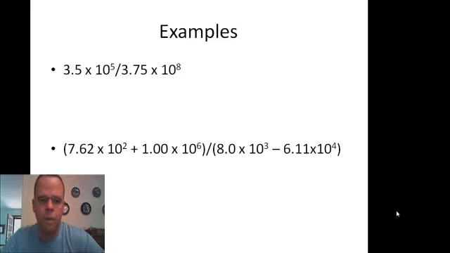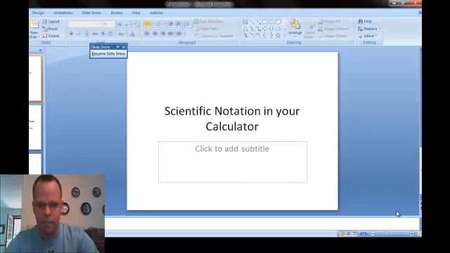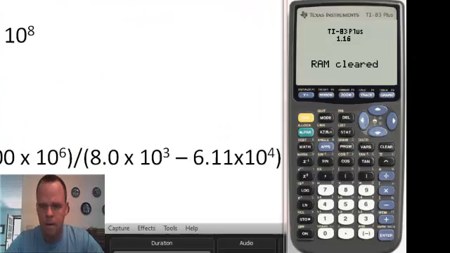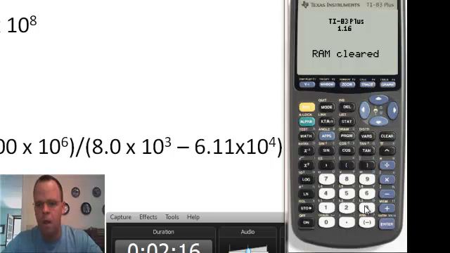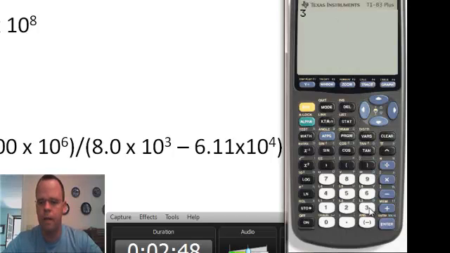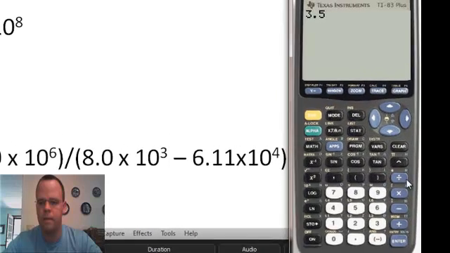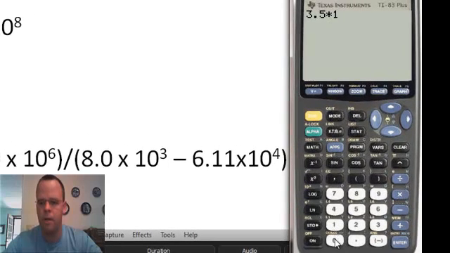The first problem we're going to do here is 3.5 times 10 to the 5th, divided by 3.75 times 10 to the 8th. Now let me pull up a calculator here for just a second. Okay, so our calculator is up. Most of you are used to typing in 3.5 times 10 caret 5. If you hit enter, it actually shows you the full number, 350,000.